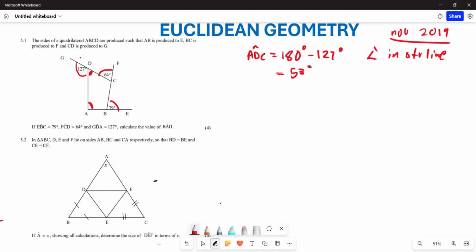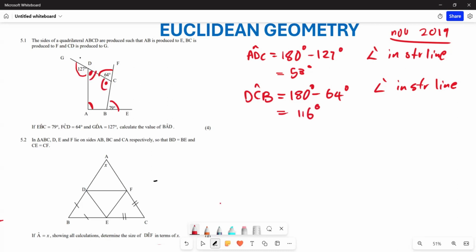Now, what else can I do from here? I'm looking at my DCB now. What is going to be this angle here, my angle DCB? My angle DCB is going to be equal to 180 degrees subtract 64 degrees. Remember, angles in a straight line add up to 180 degrees. So my DCB is going to be 116 degrees, which means the angle here is 116. This one here, we said, is 53 degrees, and this is 116 degrees.